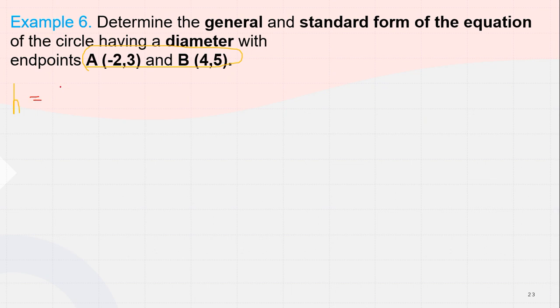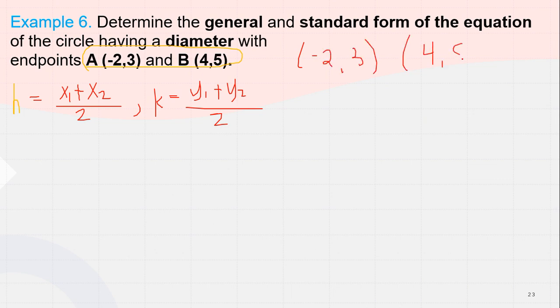So, yung h natin dyan, di ba sabi ko sa inyo, ang h are the values of x. So, pagsasamahin natin yung x sub 1 at x sub 2 para makuha natin yung midpoint niya. Yung value ng k naman, syempre, yung pagsasamahin natin dyan, yung y values. Yan. So, dito sa question na to, yung negative 2, 3, 4, 5, respectively, ha? So, this is x1, this is y1, this is x2, this is y2.